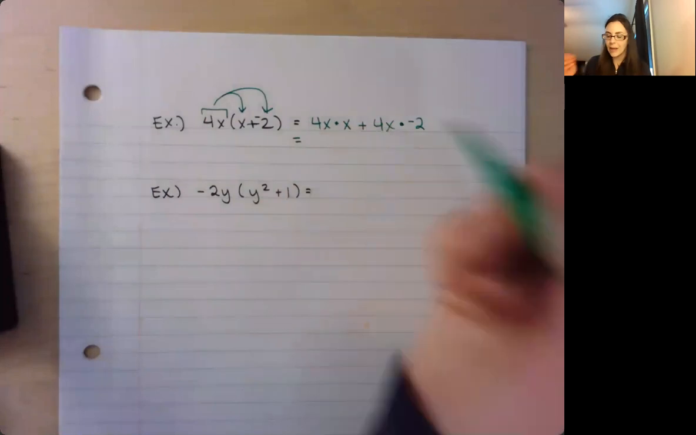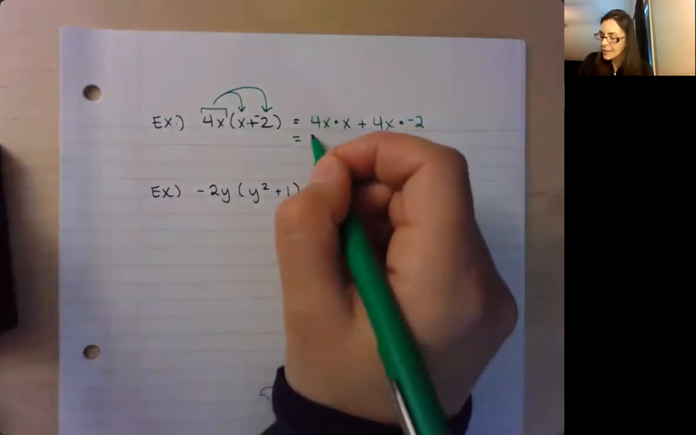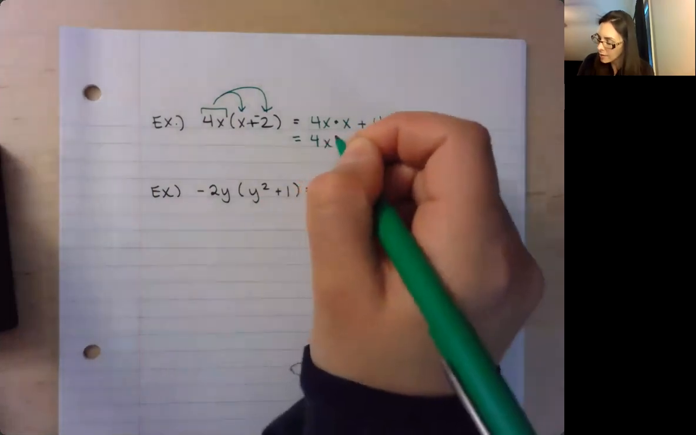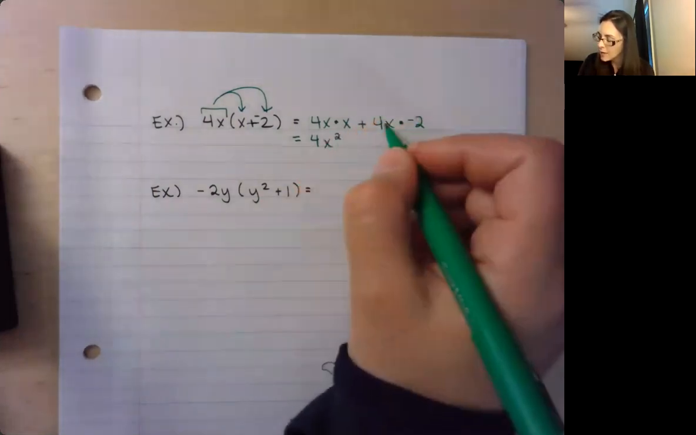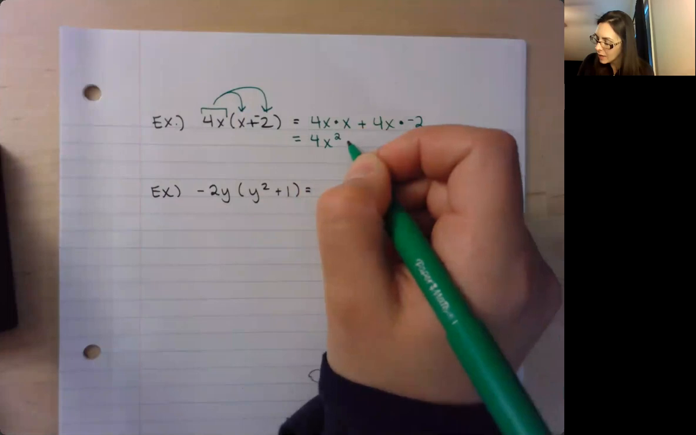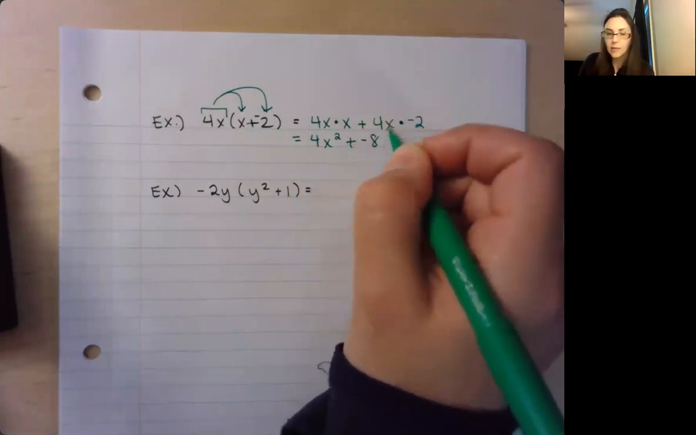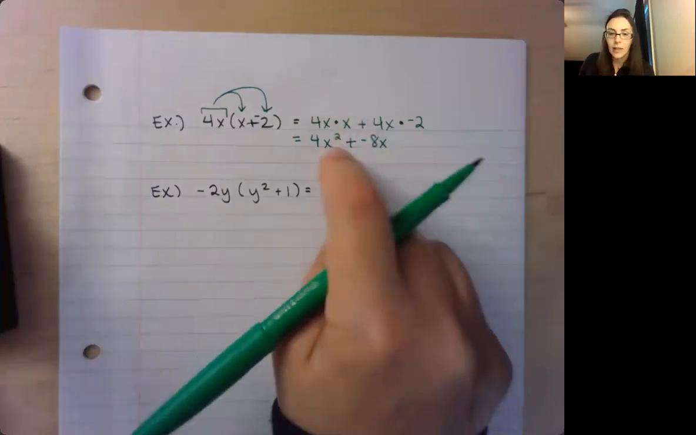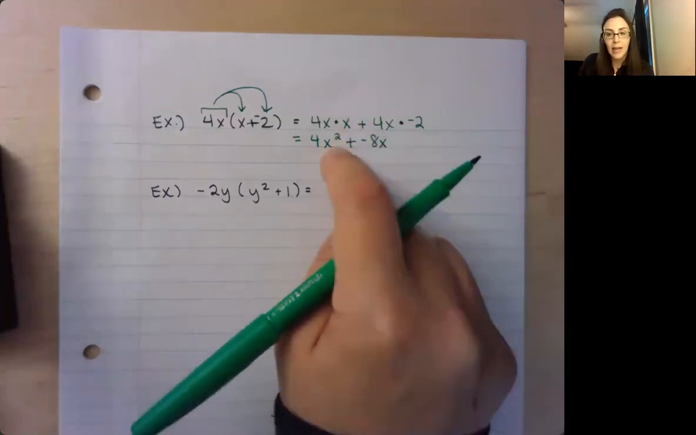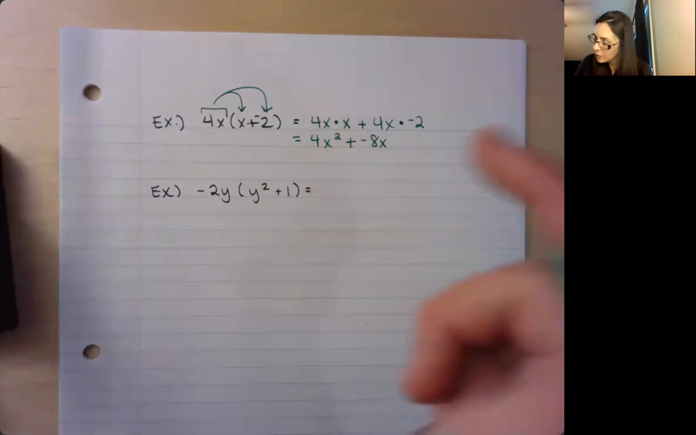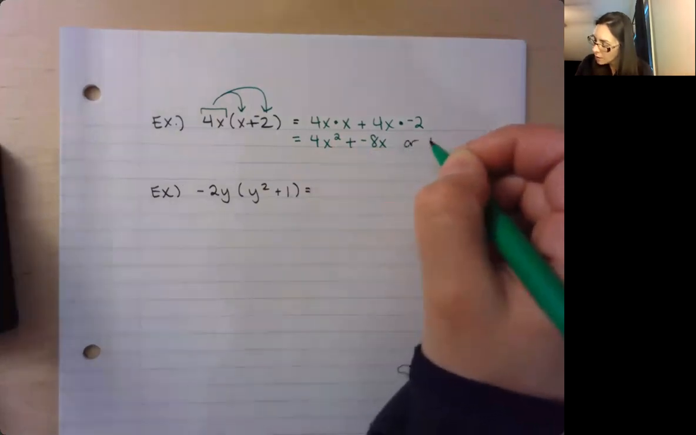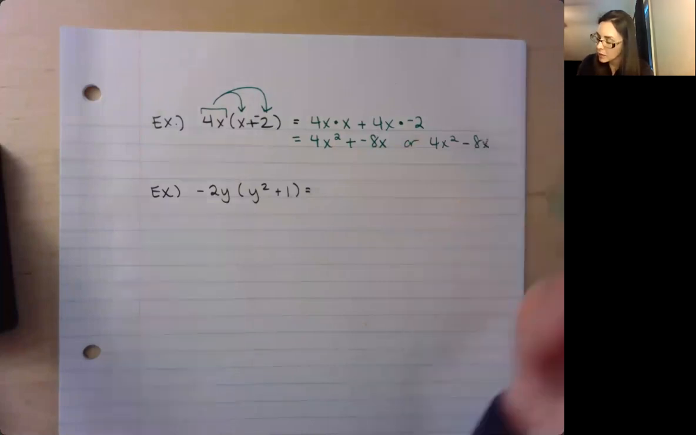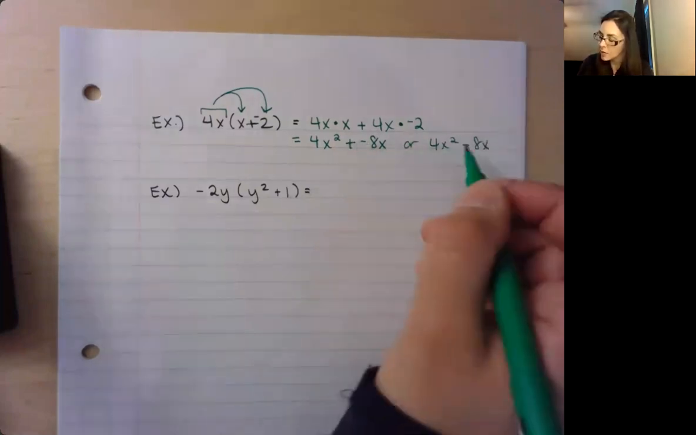Now, let's think a little bit here. x times x, well, I have 2 x's, so that's going to be x squared. And then 4 times negative 2 is negative 8, and just the 1x. Now, I cannot add these because these are unlike terms. One has an x squared, one has an x, so they're different. So this is fine for your final answer, or if you had it as negative 8x, or sorry, minus 8x, that's fine too. Adding a negative and a minus are the same thing.